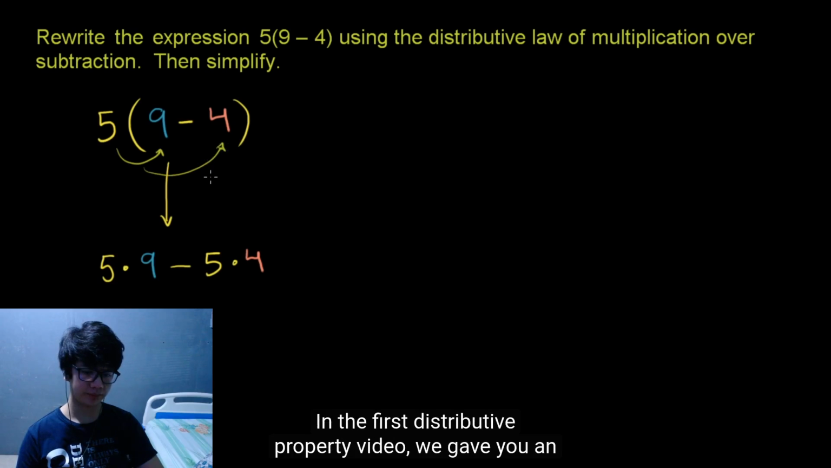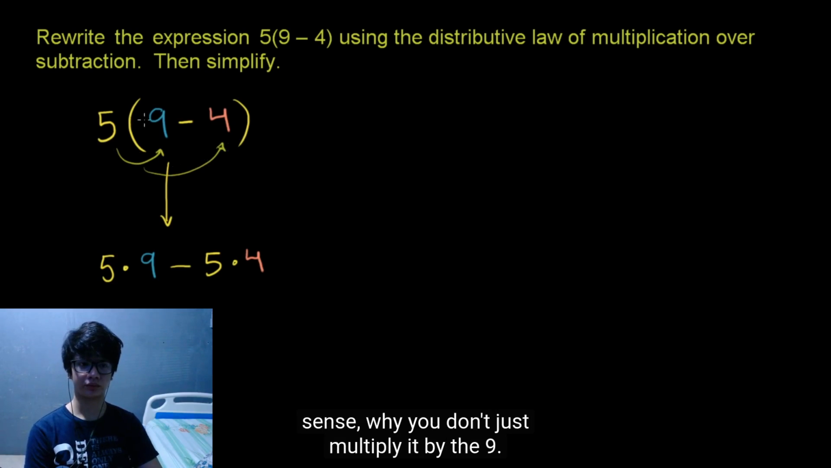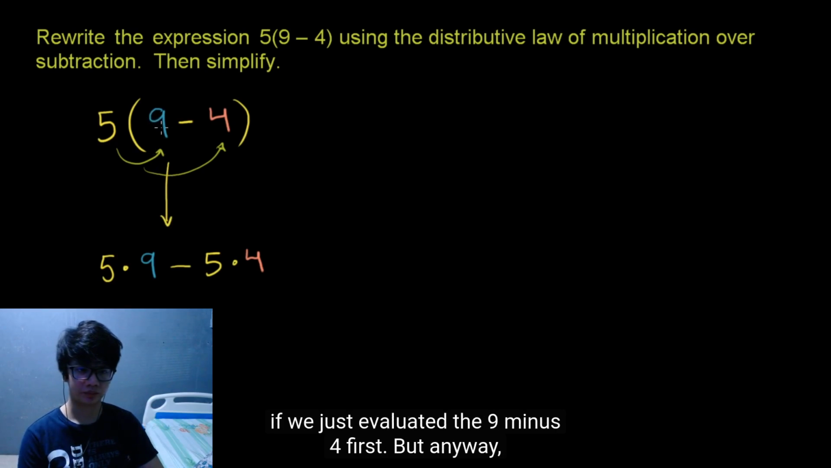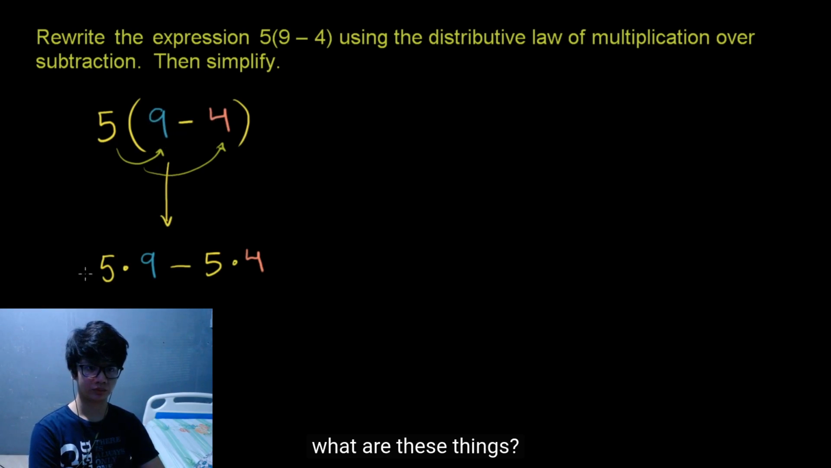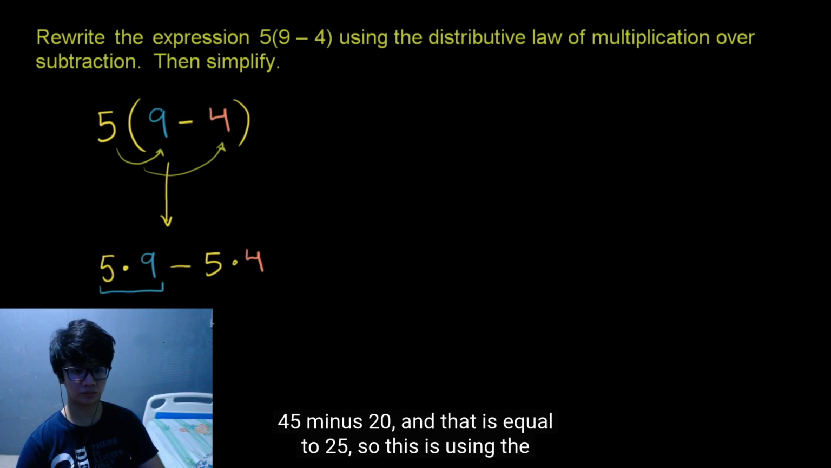And in the first distributive property video, we gave you an idea of why you have to distribute the 5, why it makes sense, why you don't just multiply it by the 9. And we're going to verify that it gives us the same answer as if we just evaluated the 9 minus 4 first. But anyway, what are these things? So 5 times 9, that is 45. So we have 45 minus, what's 5 times 4? Well, that's 20. 45 minus 20 is equal to 25.